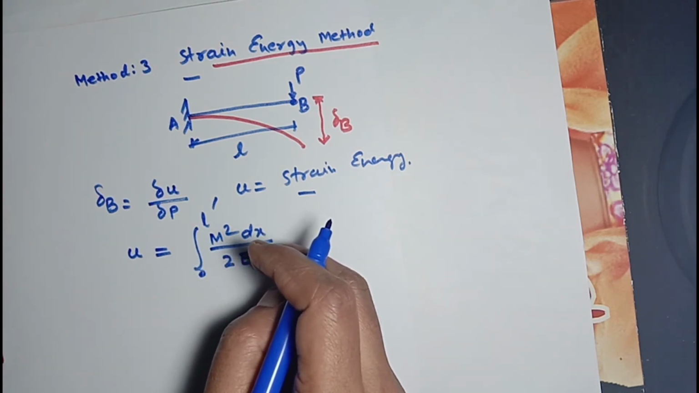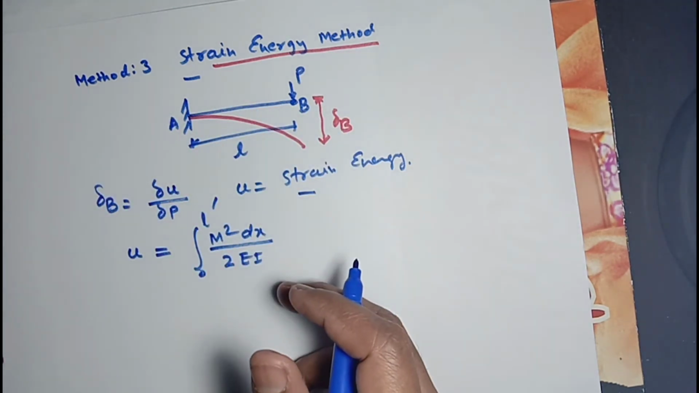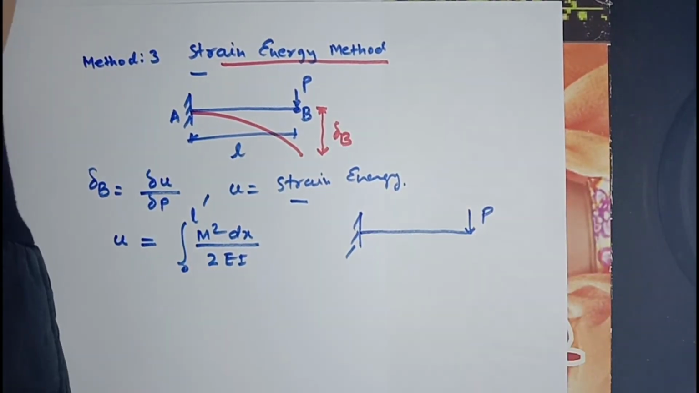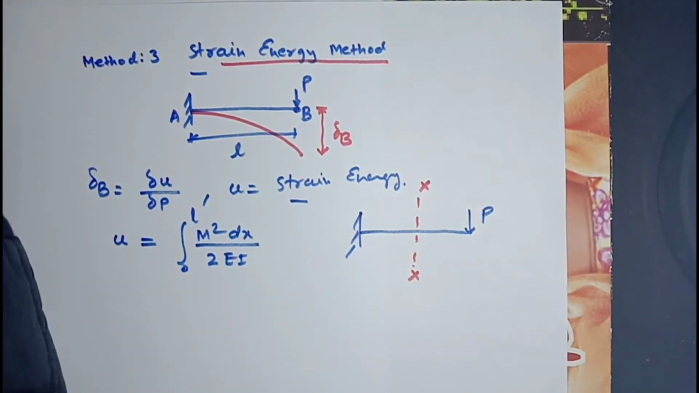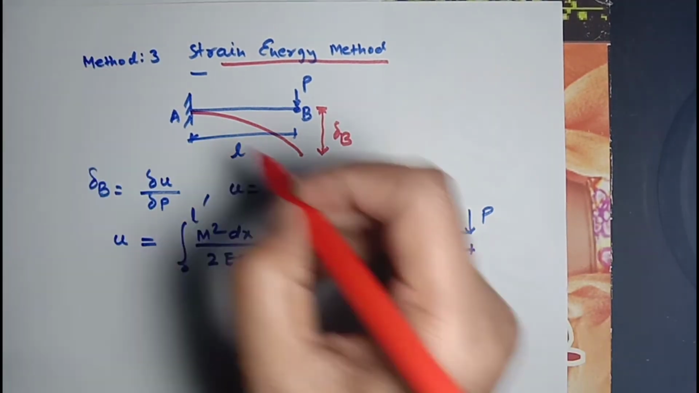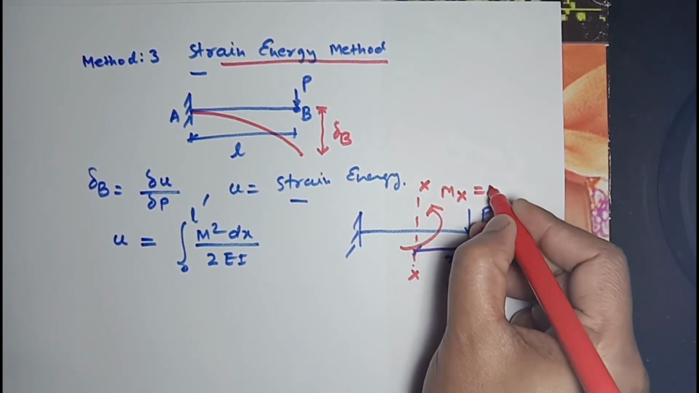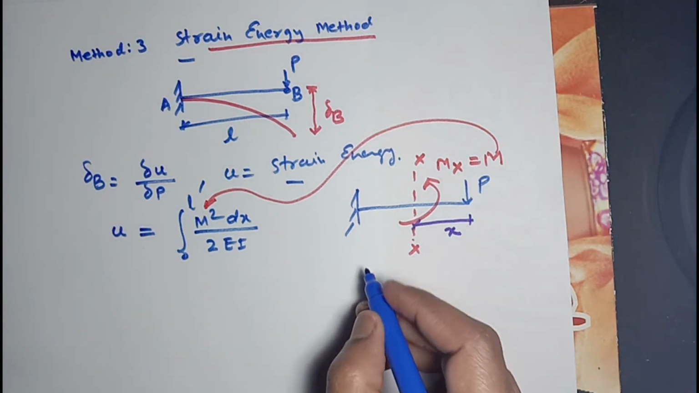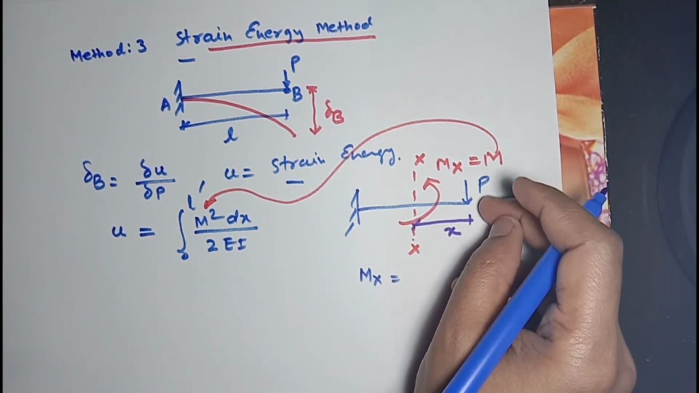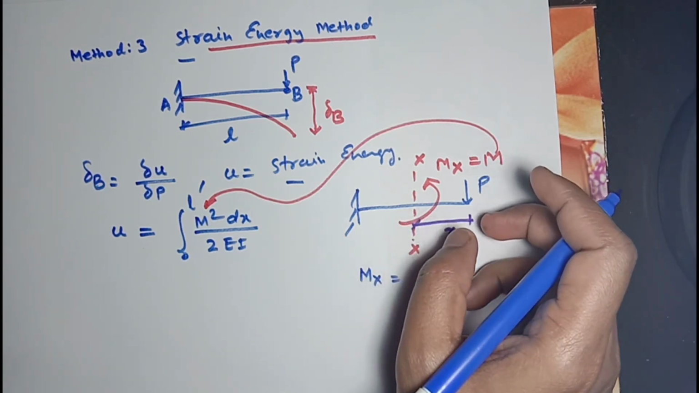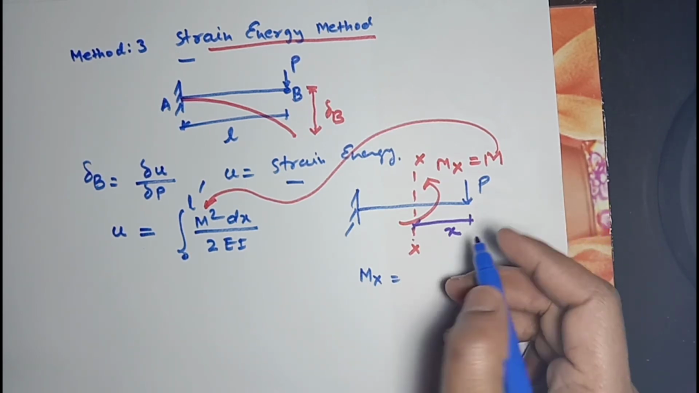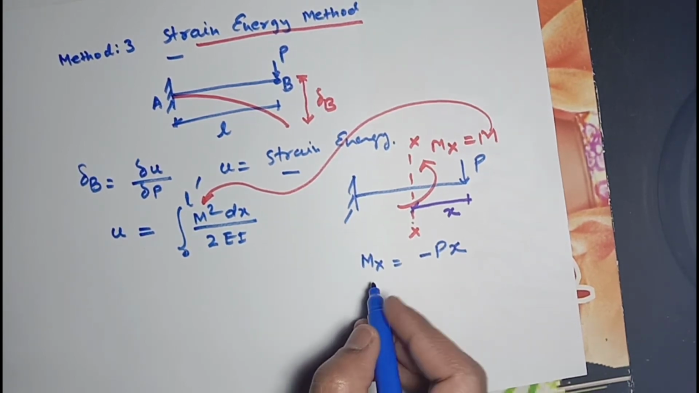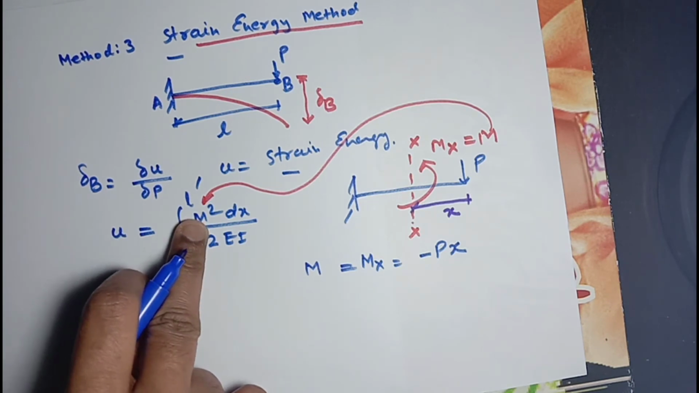Now, since it's an integral, we need to find the moment at a distance x from the load P. The beam will be this one, and the load is P. We need to find the moment M at a section at a distance of x. Moment Mx is very simple: the point load P acts at a distance of x, so the moment will be load multiplied with distance, but it is in the anticlockwise direction, so it will be minus Px. Mx is nothing but M, the expression used in the strain energy theorem.